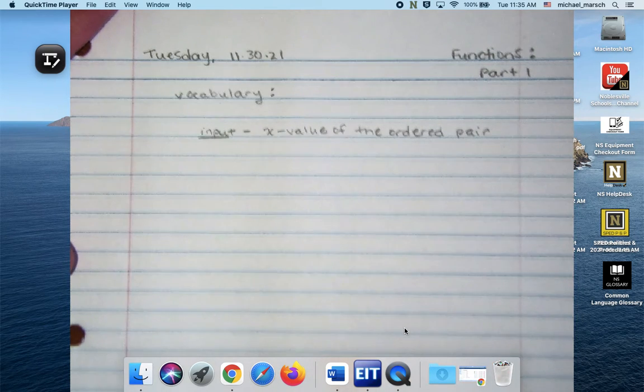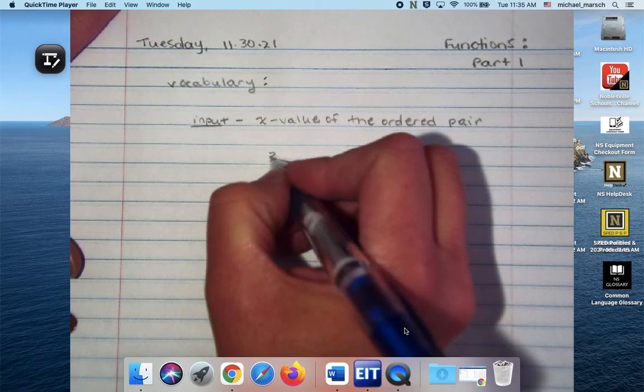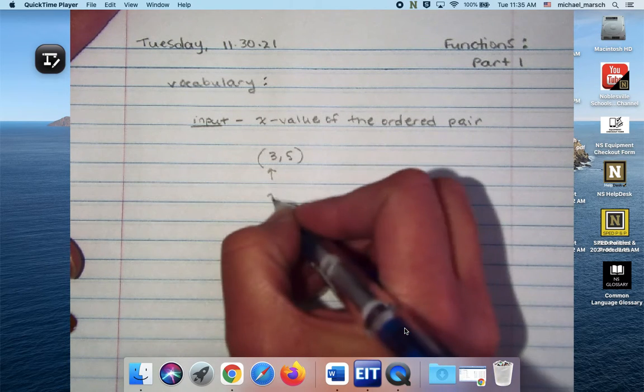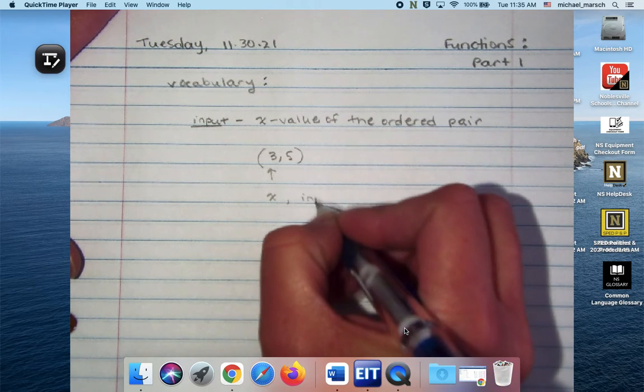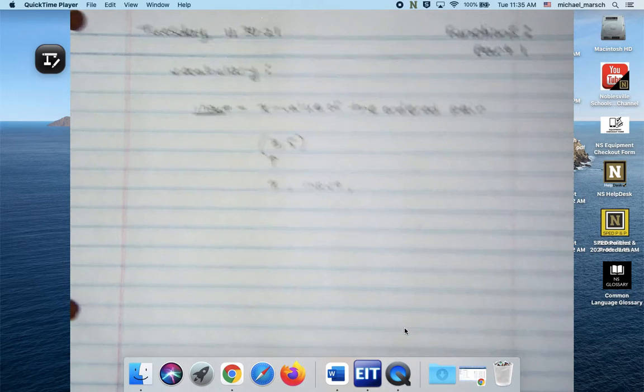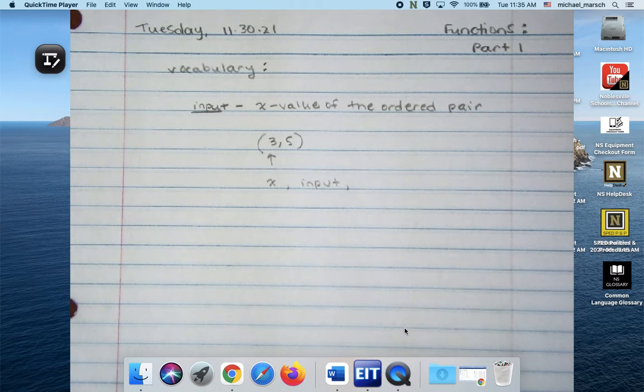So we've got our input, which is the x value of the ordered pair. It also has one other name that Evelyn remembered. What was it, Evelyn? Domain. Good.